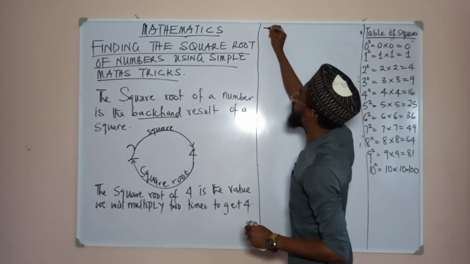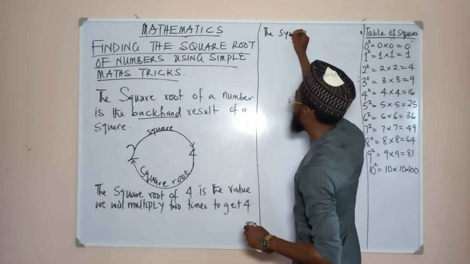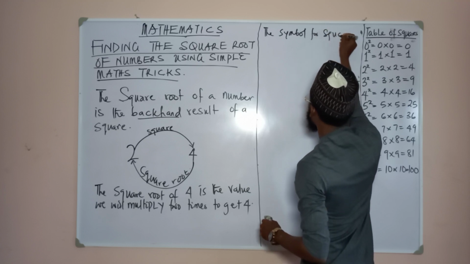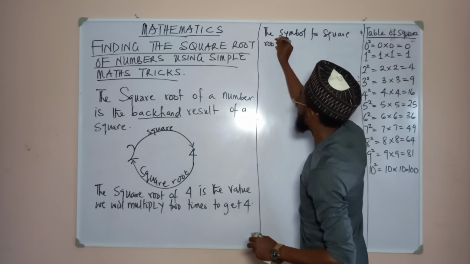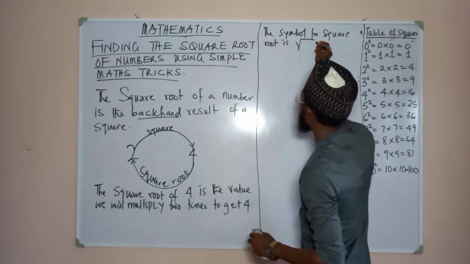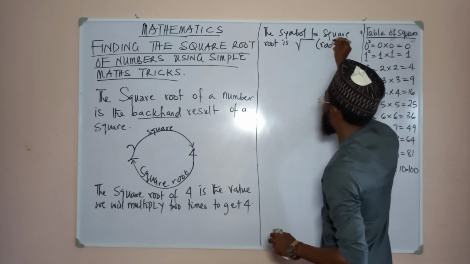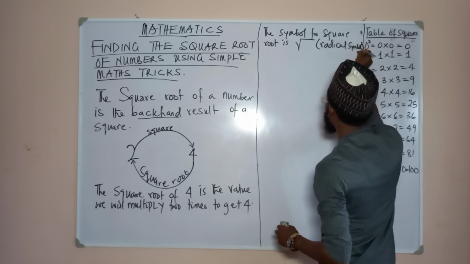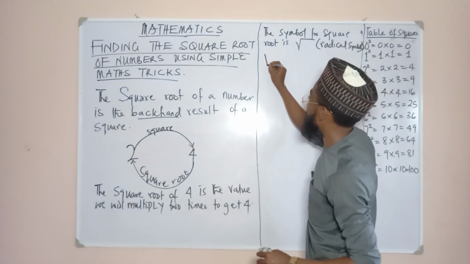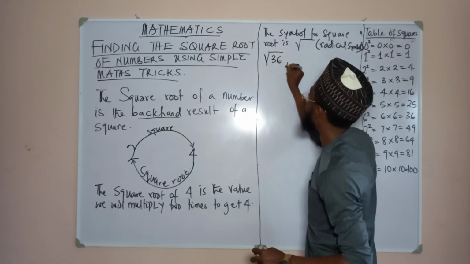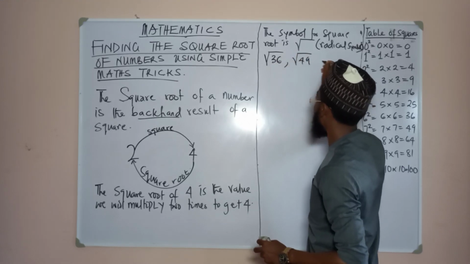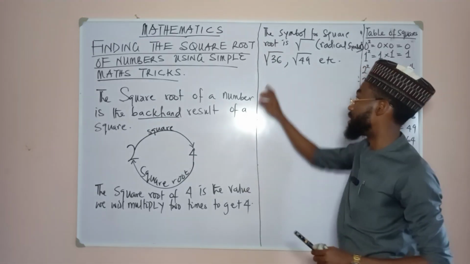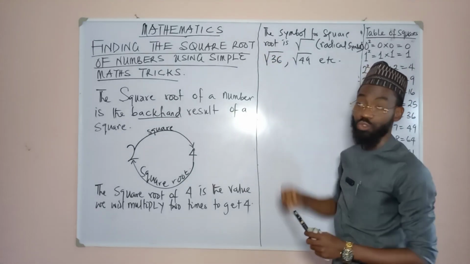There are so many persons who do not know the symbol for square root. The symbol for square root is this, and we call this the radical symbol. So most times you will see some persons writing square root of 36, square root of 49, etc. They usually use this symbol to enclose the number. So this means square root.